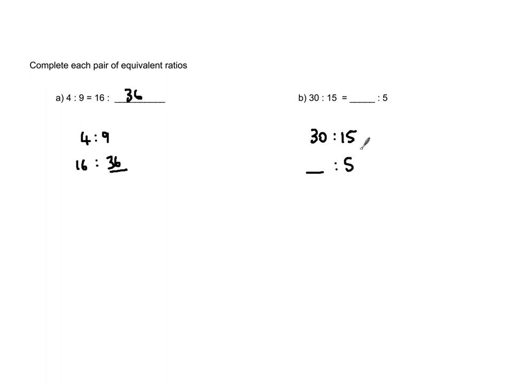Now, to get from 15 to 5, I'm going to divide by 3. So if I divide this side by 3, I have to divide this side by 3 as well. And that's how you find an equivalent ratio.